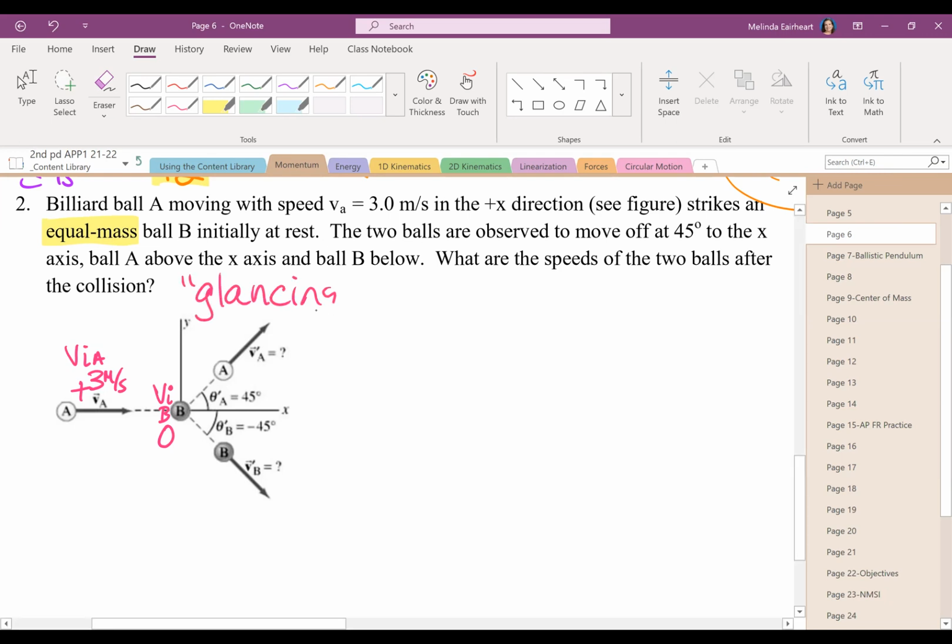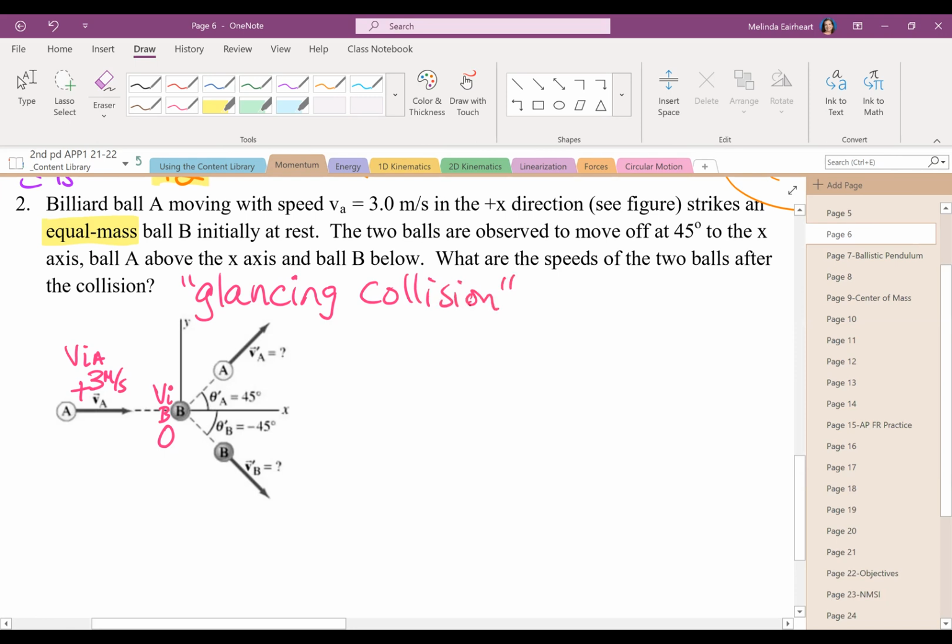And if you play billiards or pool, there's strategy to it. When do you want a head-on collision? When do you want a glancing? Well, if you're trying to get one of your balls to go into a corner pocket, but you're not lined up straight, maybe you need to hit that ball on the side and have a glancing collision.